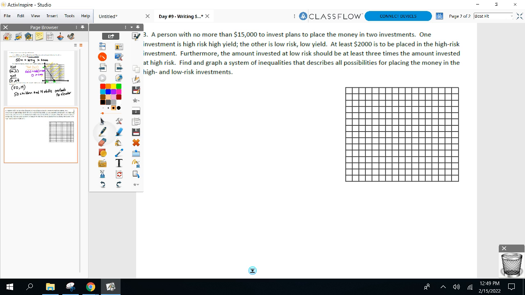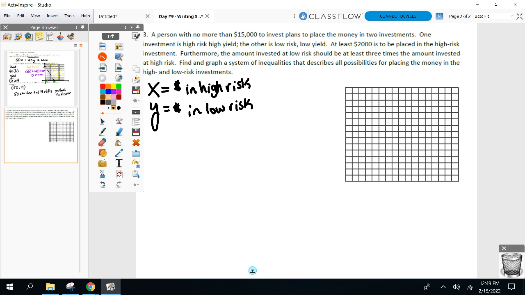Okay, let's start with high risk. Let X equal money you put in the high risk. Where's the other place you could put it? So the amount you put in the low risk will be Y. No percents to worry about. Perfect. Okay, so establish our variables: X is the amount of money you put in high risk, Y into low risk.